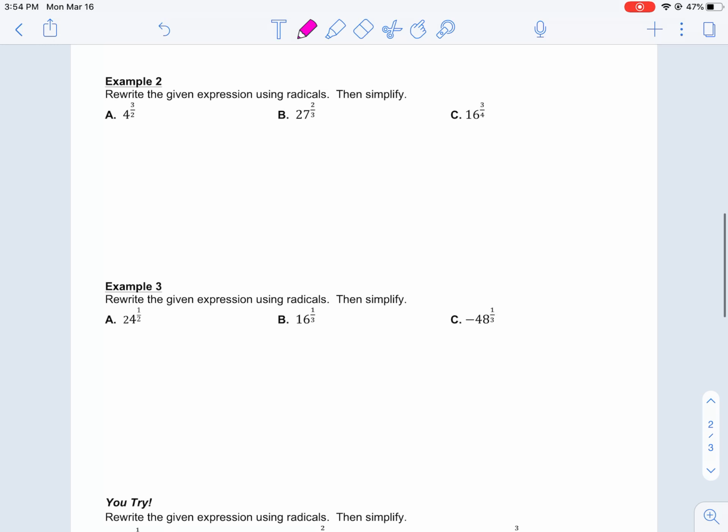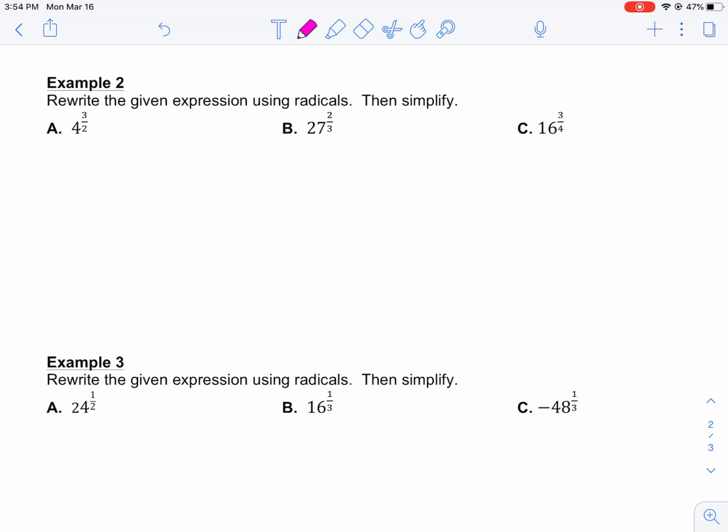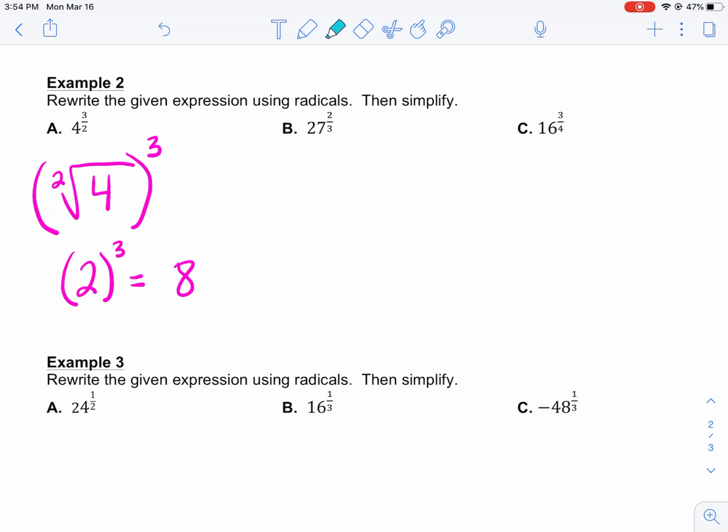All right, so let's take a look at a couple more problems. We're going to rewrite in radical form, and then we're going to simplify. So I'm going to start by making a radical. I'm going to put my 4 here. The denominator goes in the nook, and then I'm going to take this whole thing and raise it to the 3rd power. Now I'm going to take the square root of 4. The square root of 4 is 2, and then I'm going to raise that to the 3rd power. You can use a calculator. 2 times 2 times 2 is 8. So you take the root first, and then you raise it to the power.